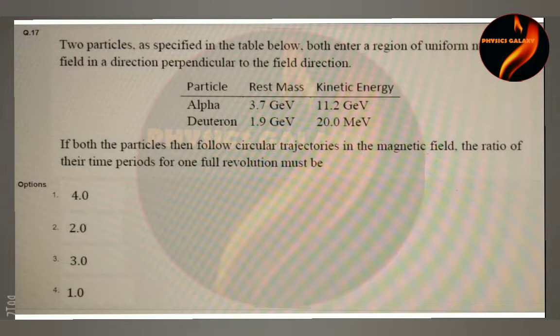So this problem is from ASK TFR 2022. Two particles, as specified in the table below, both enter a region of uniform magnetic field in a direction perpendicular to the field direction. The rest mass and kinetic energy for the alpha and deuteron are given. If both particles follow circular trajectories in the magnetic field, the ratio of their time periods for one full revolution must be. So here the four options are given.